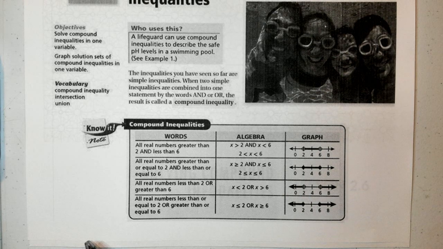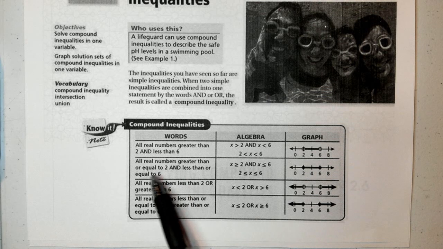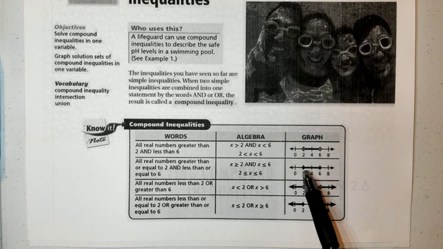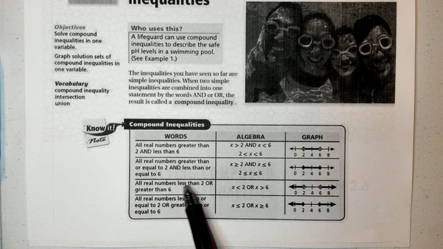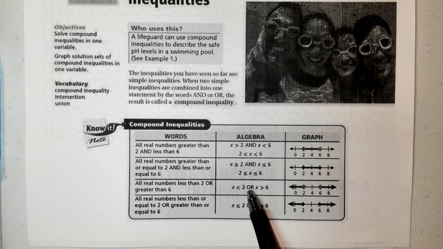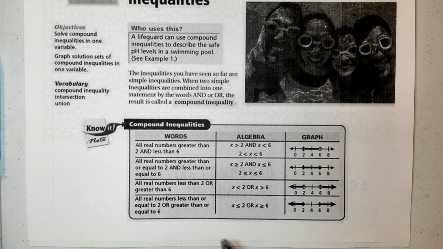All real numbers greater than or equal to 2 and less than or equal to 6. So again, this time we have the equal to part, so the dots would be filled in. Then we have statements with or, so all real numbers less than 2 or greater than 6. So less than 2 or greater than 6, we kind of have two ends here. So any number smaller than 2 goes to the left, any number greater than 6 goes to the right, and those are open dots. The last one has the equal to, so the dots would be filled in.